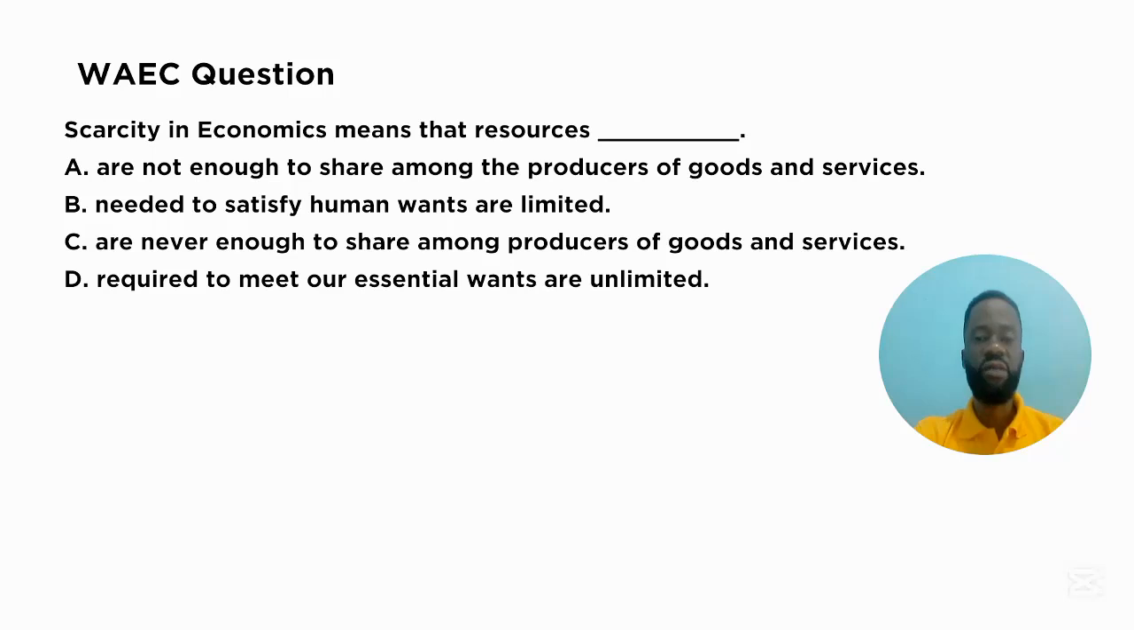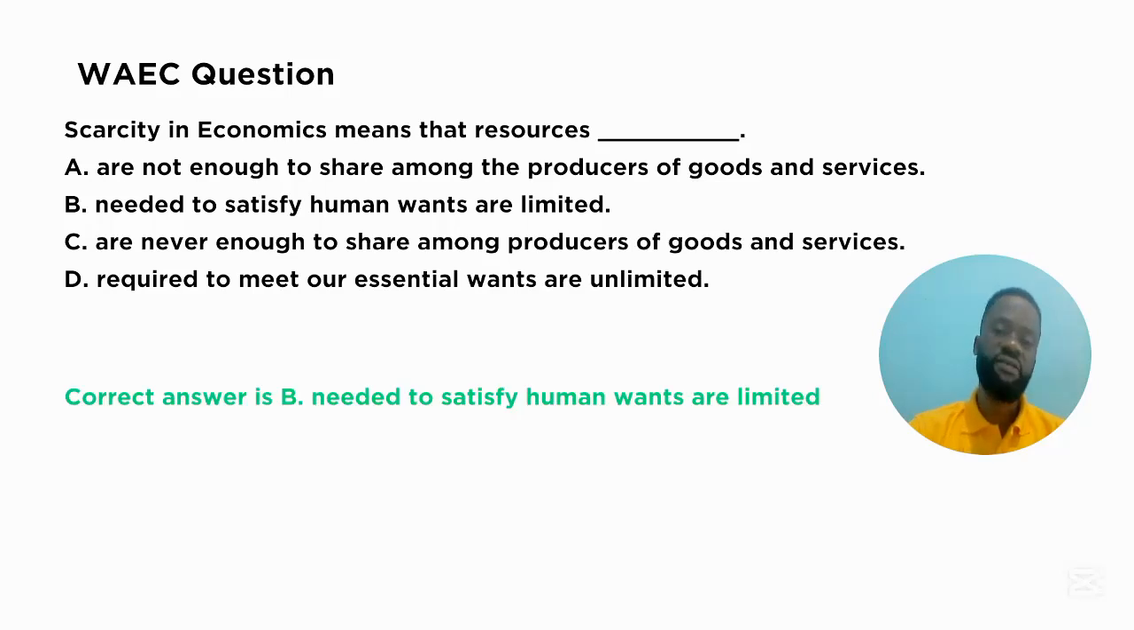Scarcity in economics means that resources dash. A, are not enough to share among the producers of goods and services. B, resources needed to satisfy human wants are limited. C, resources are never enough to share among producers of goods and services. And D, resources required to meet our essential wants are unlimited. The correct answer is B.